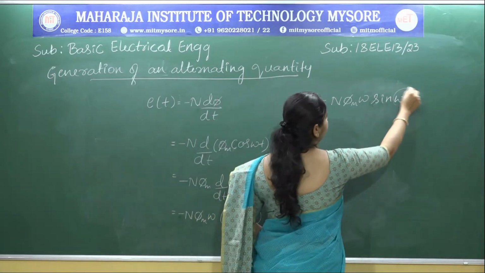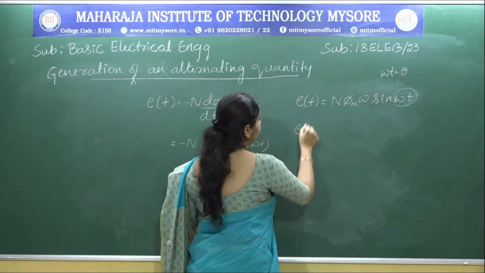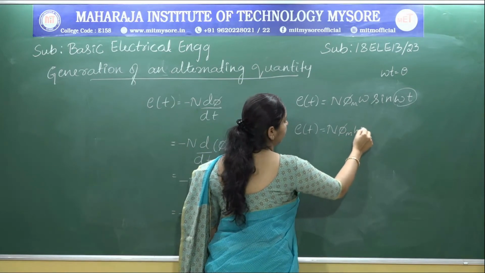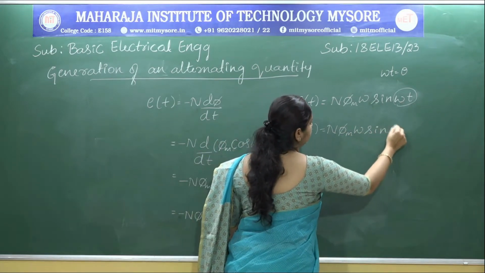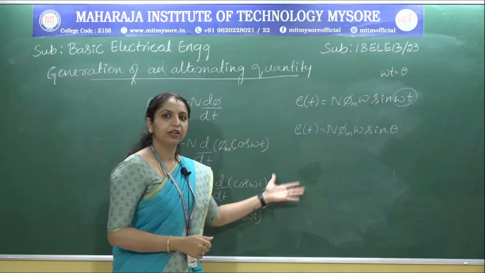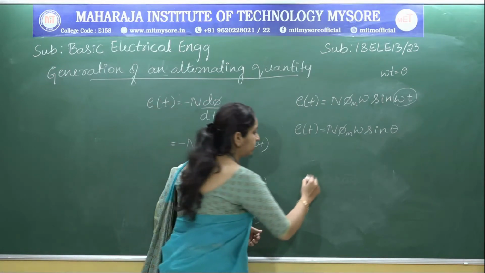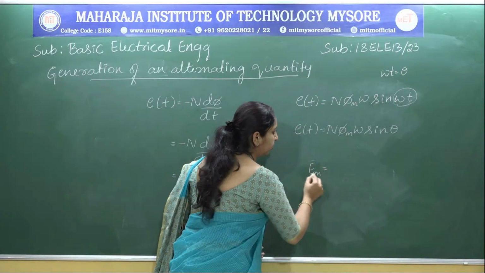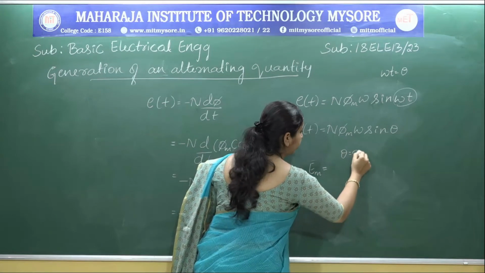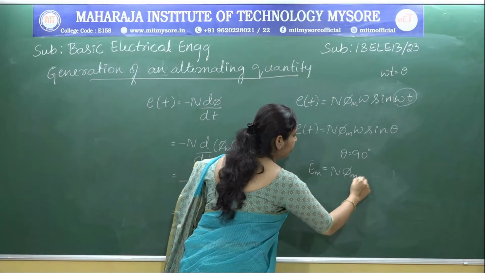Now I am going to replace this omega t as theta. So we get E of t is equal to n phi m omega sine theta. Here we get the maximum value when theta becomes 90 degrees. So we get the maximum voltage, or the maximum component, when theta is equal to 90 degrees, and this becomes n phi m omega.